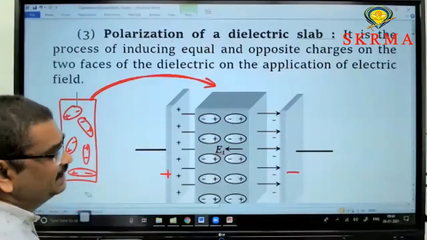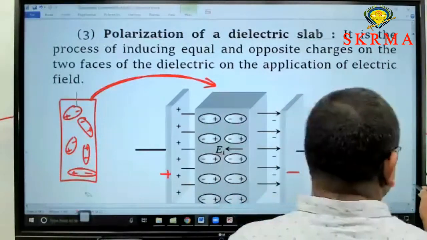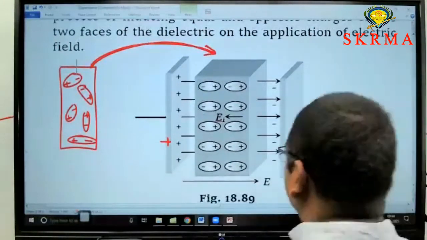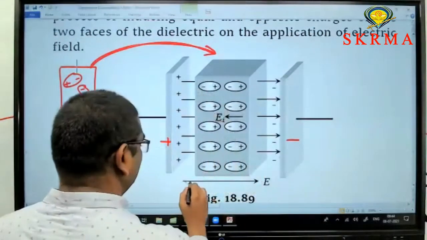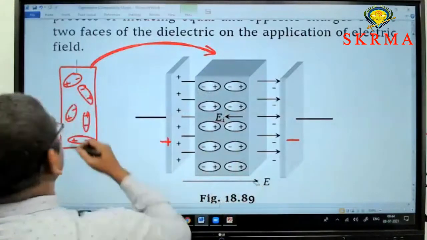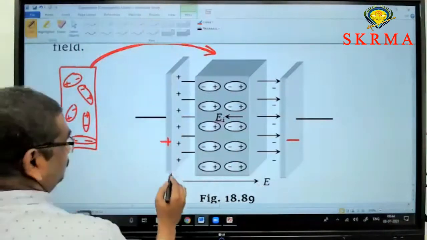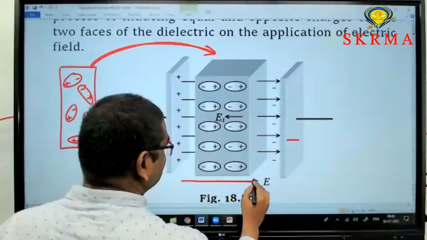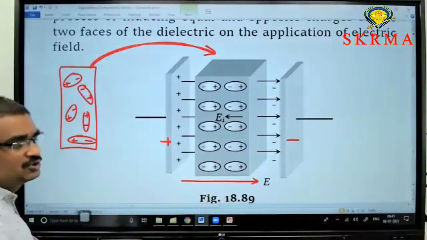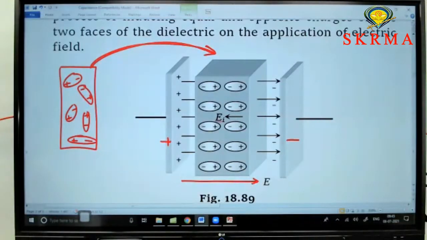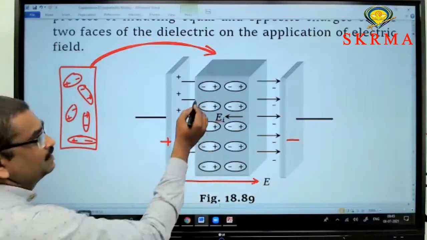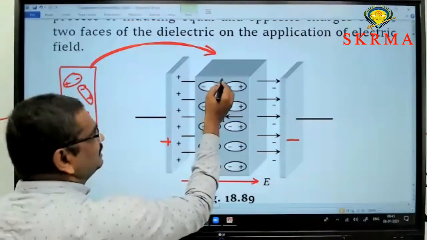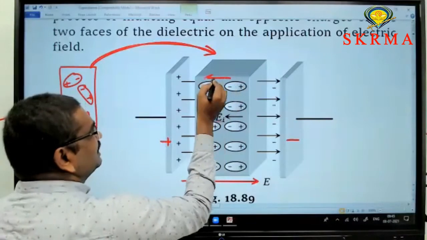Next. For this one, what is the direction of the original electric field? For capacitor plates, the original electric field is like this. This is the direction of the original electric field, from positive to negative. That is the electric field outside the dielectric. Now within the dielectric, positive to negative is the electric field direction.